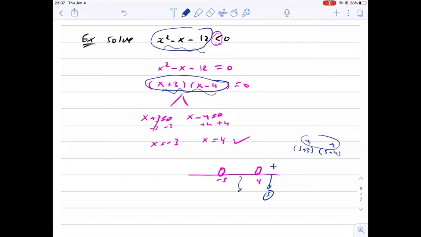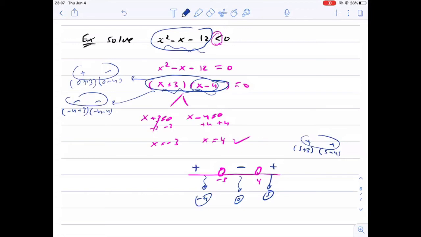And then we choose a value between negative 3 and 4. Let's choose 0. Now if we substitute 0 here, 0 plus 3 is positive. And here 0 minus 4 is negative. Positive times negative is negative. Here we choose a value less than negative 3. Let's choose negative 4. Substitute here. Negative 4 plus 3 is negative. Negative 4 minus 4 is negative. Negative times negative is positive.